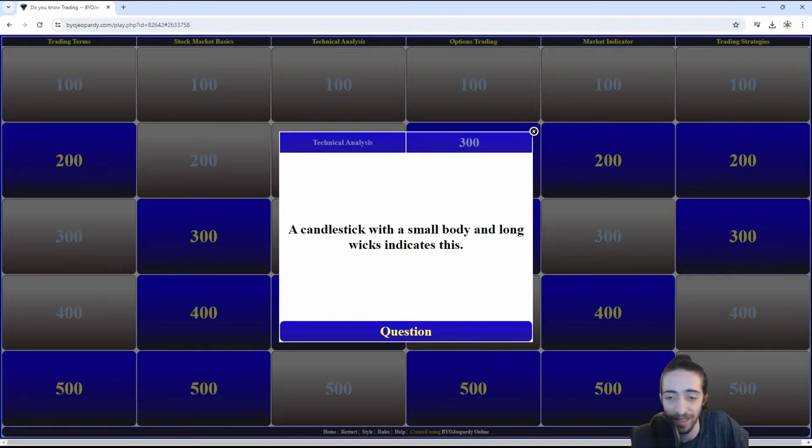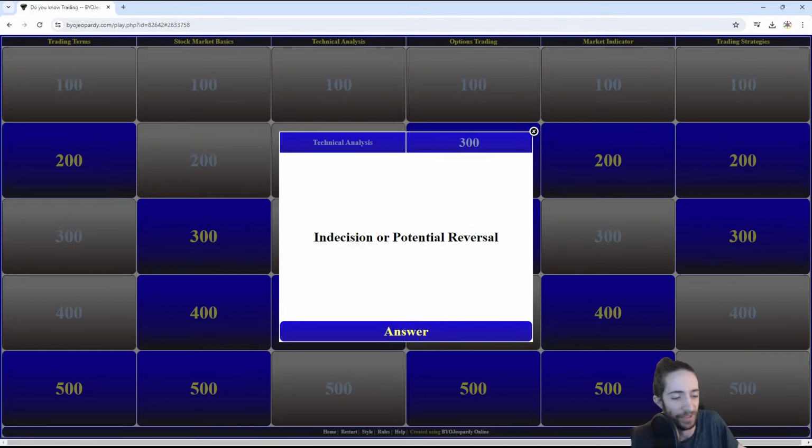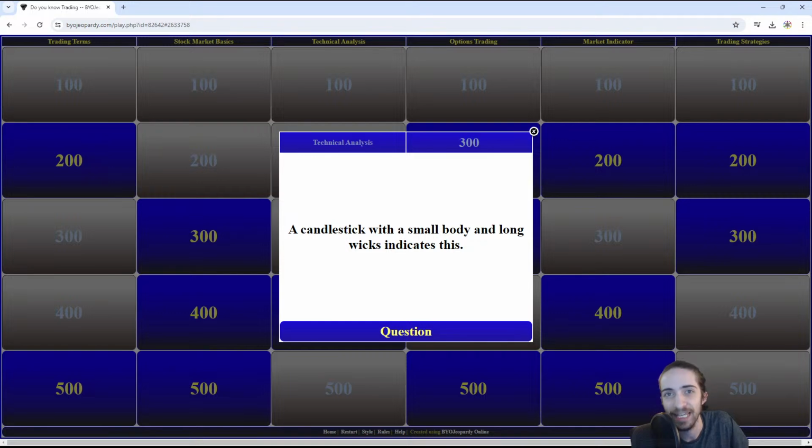Good stuff. You're getting there. Indecision. It is a indecision or potential reversal. Yes, there we go. Reversal. Beautiful. Great stuff, guys. Good stuff. What is a indecision or potential reversal? Whenever we see that the bodies are failing to continue higher and the wicks are getting longer, there's a lot of failed buyers if the wicks are higher, or failed sellers if the wicks are lower.